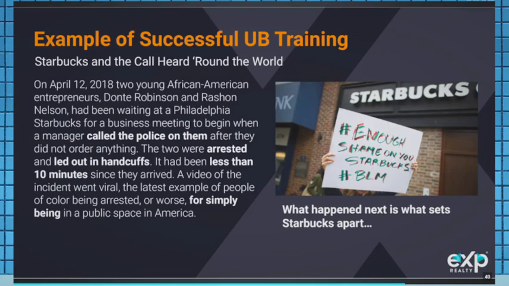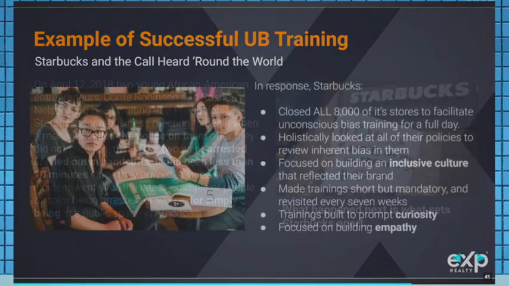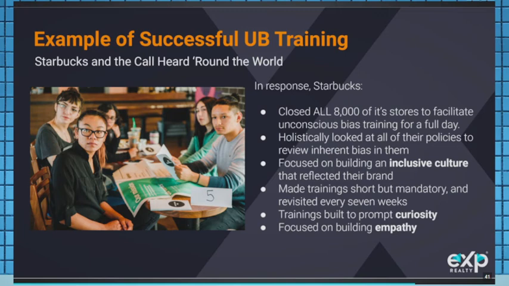And what happened next at Starbucks is what sets them apart. In response, Starbucks closed all 8,000 of its stores to facilitate unconscious bias training for a full day. They holistically looked at all of their policies to review inherent bias in them. They focused on building an inclusive culture that reflected their brand. They made trainings short but mandatory and revisited them every 7 weeks. They built their trainings to prompt curiosity and focused on building empathy.